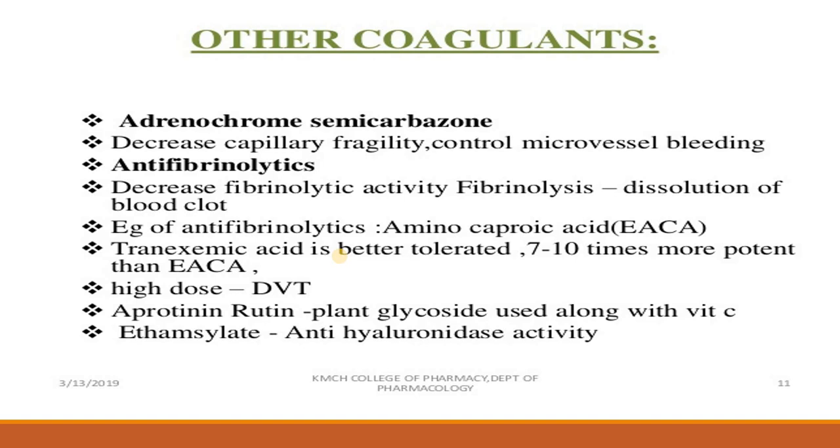For example, antifibrinolytic aminocaproic acid. Tranexamic acid is better tolerated and 7 to 10 times more potent than EACA. Okay. Next is aprotinin, and rutin, flavonoid glycosides used along with vitamin C and ethamsylate, with anti-hydrolyzing activities.